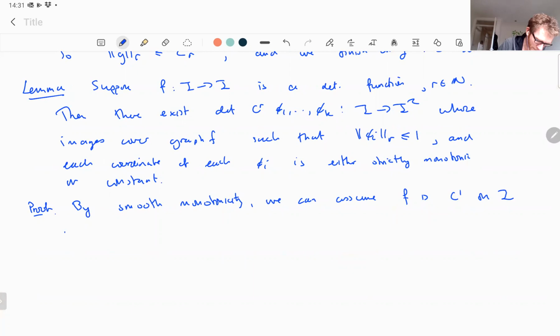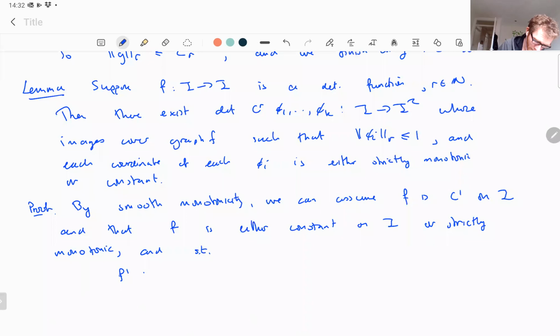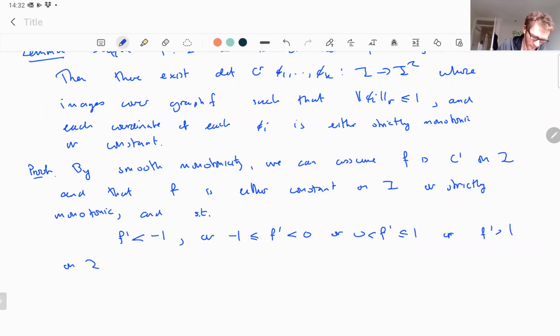So we can assume f is C1 on I and f is either constant on I or strictly monotonic and such that f prime is less than minus one on I. So one of these holds on all of I. And then we can actually suppose this one holds by taking our interval backwards or swapping f with its inverse.